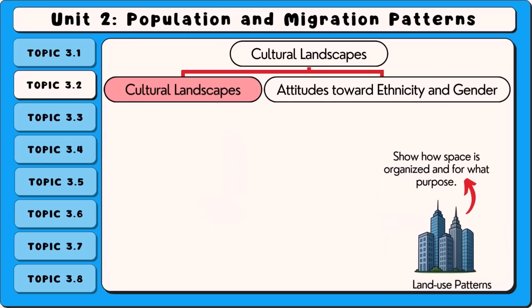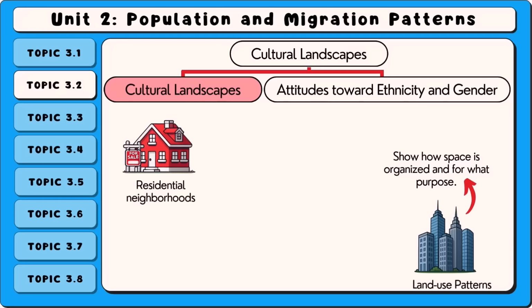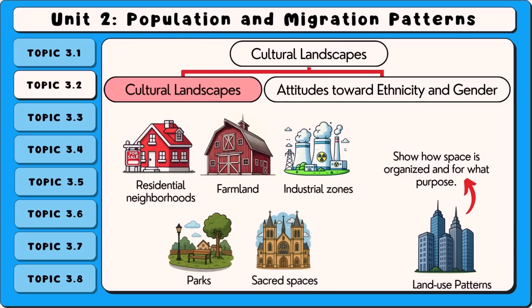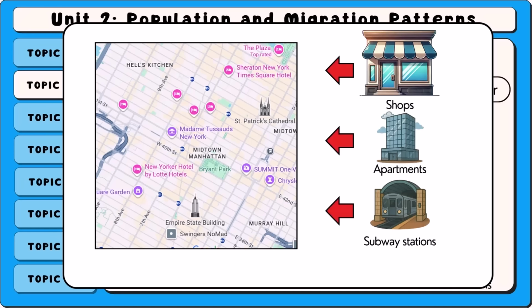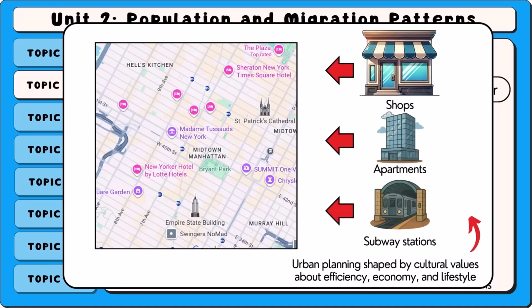Land use patterns show how space is organized and for what purpose. These patterns include residential neighborhoods, farmland, industrial zones, parks, and sacred spaces. For example, a city grid with shopping centers, apartment towers, and subway stations reflects urban planning shaped by cultural values about efficiency, economy, and lifestyle.